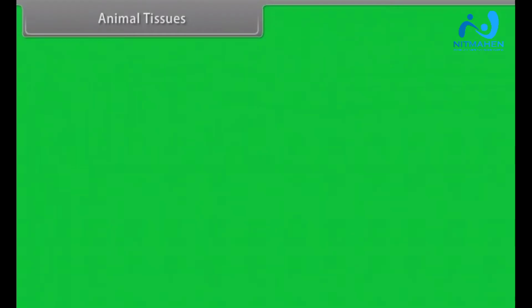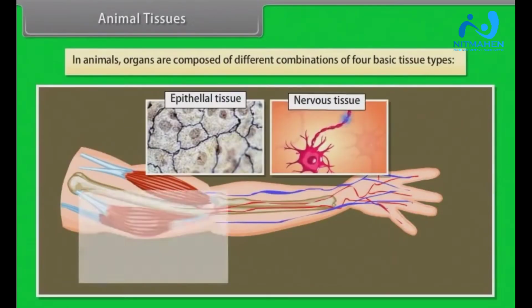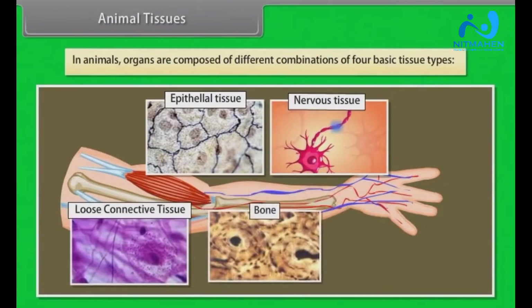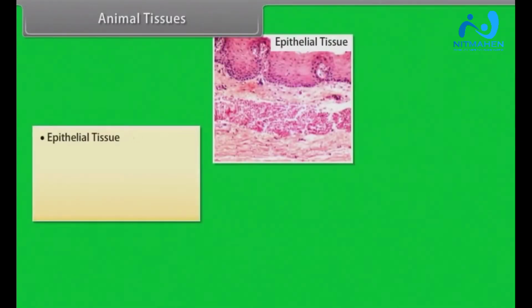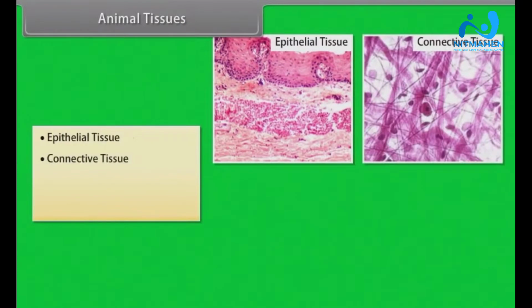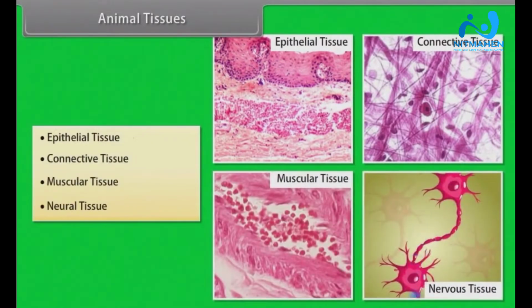Animal tissues. In animals, organs are composed of different combinations of 4 basic tissue types. They are epithelial tissue, connective tissue, muscular tissue, and neural tissue. Let's know about them in detail.